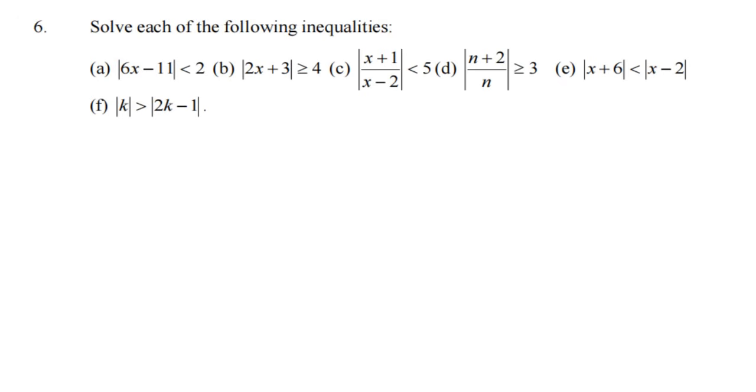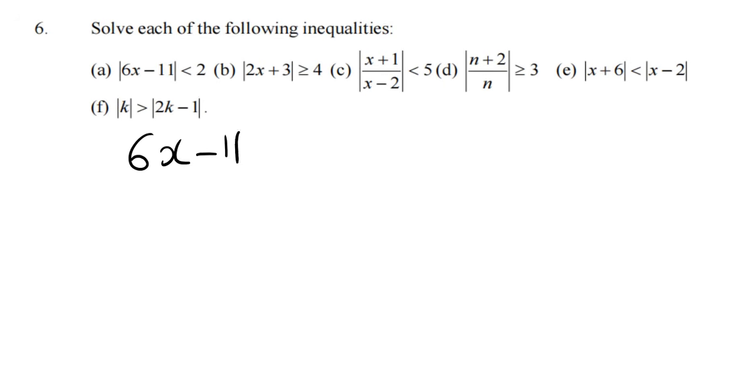So let's come to question number 6. We're told to solve each of the following inequalities. Okay, not very different from all the inequalities we've been solving. So 6x minus 11. Alright, then we've got that inequality symbol. It's less than 2. Alright, so you know that one of the answers should be negative, the other one should be positive.